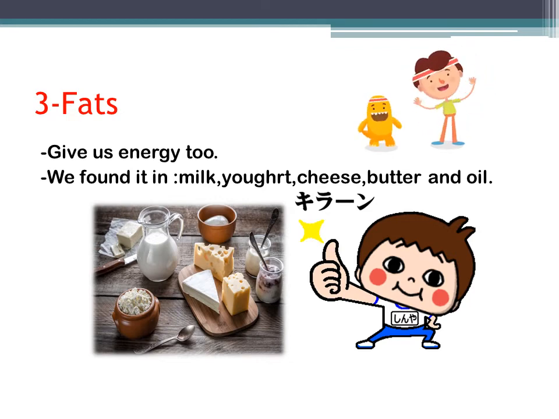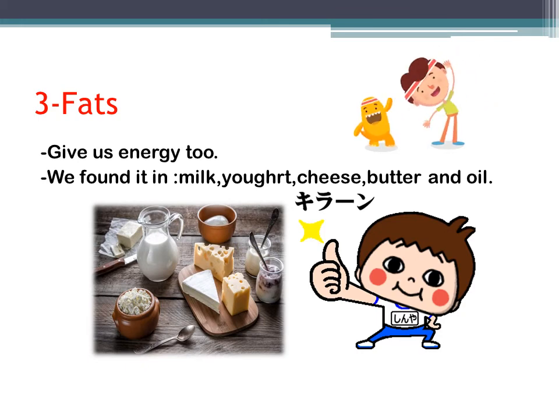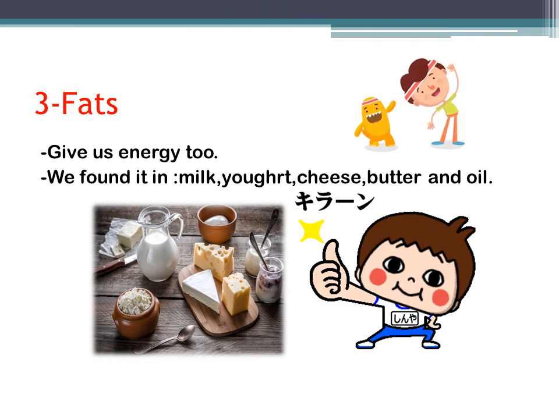We found fats in what? We found fats in milk, yogurt, cheese, butter, and oil.